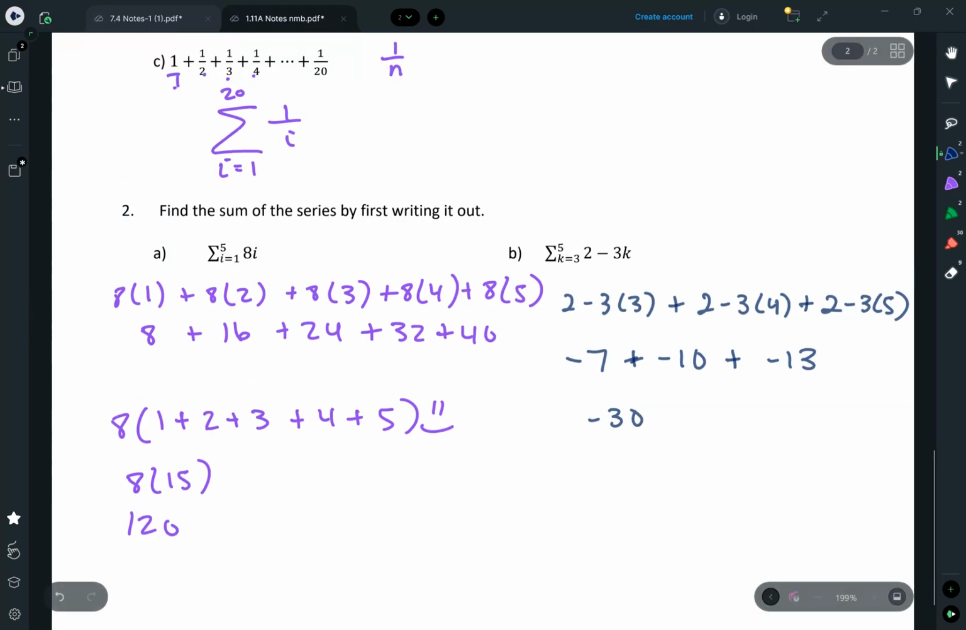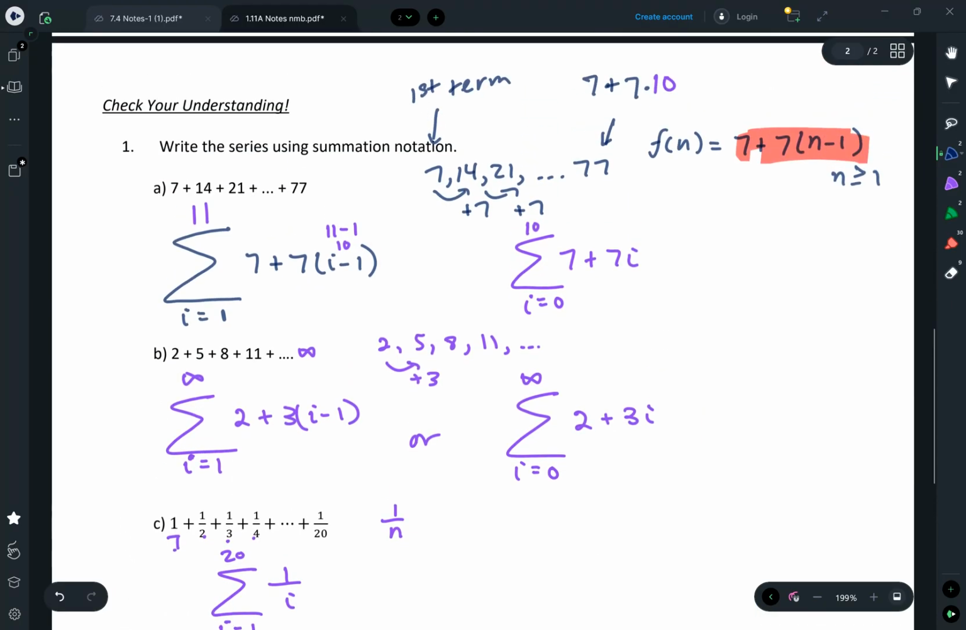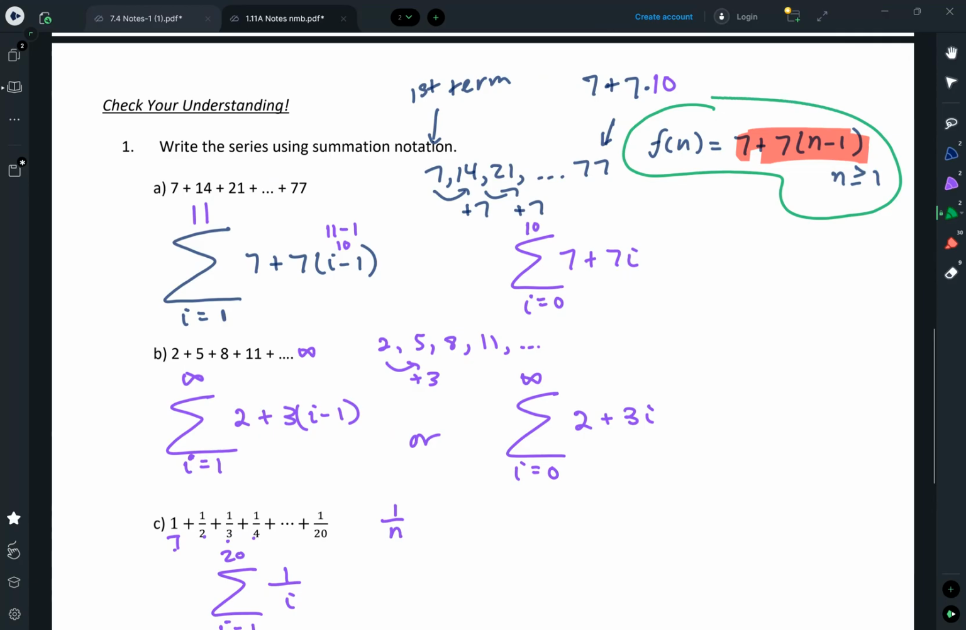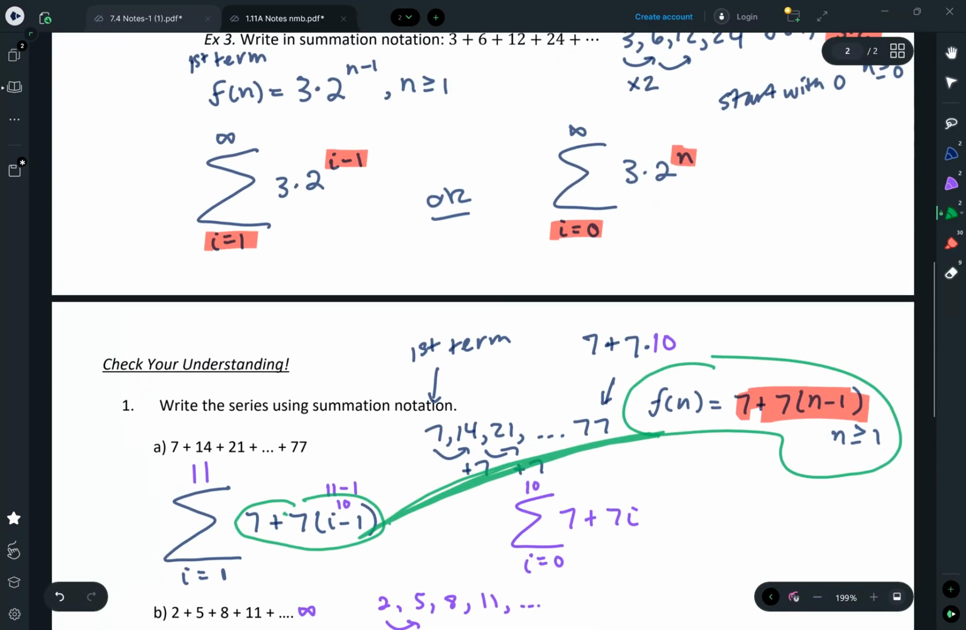So I really hope that you see the connection with writing an nth term rule and writing something in this sigma notation. We really want you to see how these two are similar. Right? That's what our goal is today. And it's just kind of a cool notation to show adding things over and over and over again.